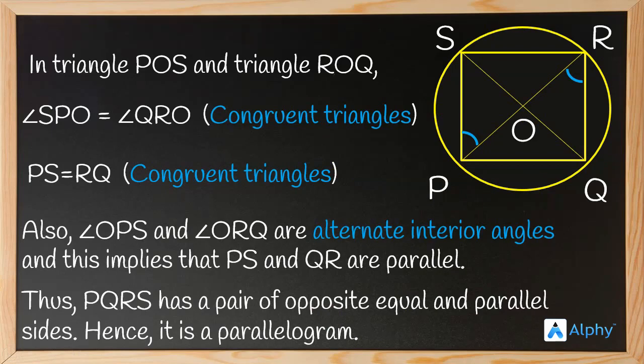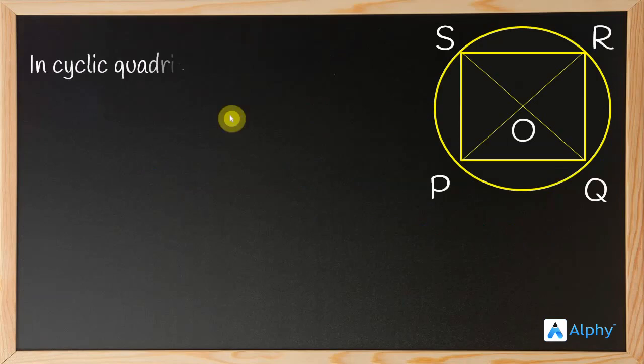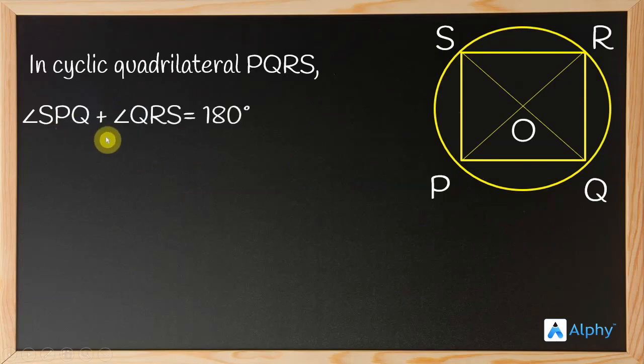So moving on, here again we have P, Q, R, S with us. It is very important that you take a look at the figure again and again. So now we're in the cyclic quadrilateral P, Q, R, S, and we can write that angle SPQ plus angle QRS is 180 degrees.